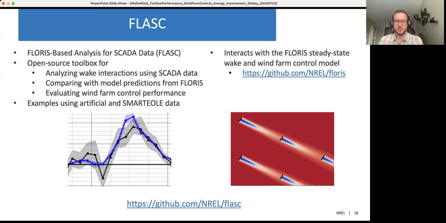So FLORIS is our steady state wake and wind farm control modeling tool, also available on GitHub, and that just uses simple wake models like the Gaussian wake model and several other variations of that. And we use it to estimate the impact of wake steering on energy production for wind plants and to optimize wind farm controllers.